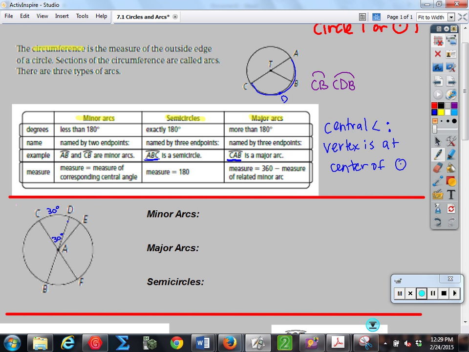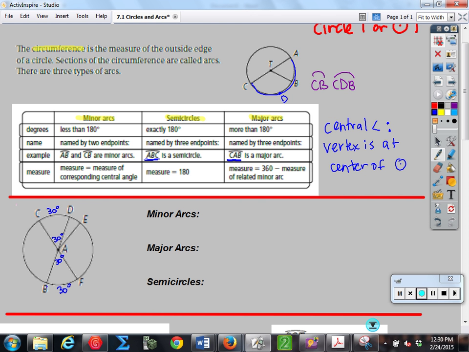Okay? So right here, if these are vertical angles, then what would this angle right here be? Angle FAB. 30 degrees. And so this would be 30 degrees. Okay? And I'd probably have to give you more than that. Actually, if this is 30, I could find this angle right here, right?